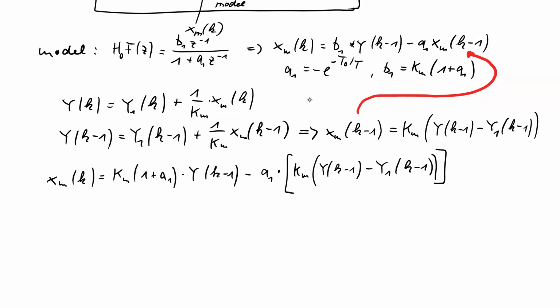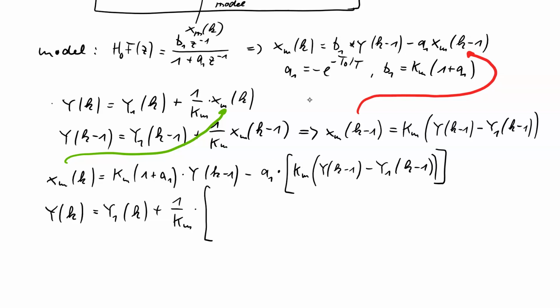Now I go with this xm of k. Now with the green arrow, I go to this point. What happens then? I copy this line. y of k is y1 of k plus 1 divided by km, multiplied with all of what I have in the right part of the last equation.